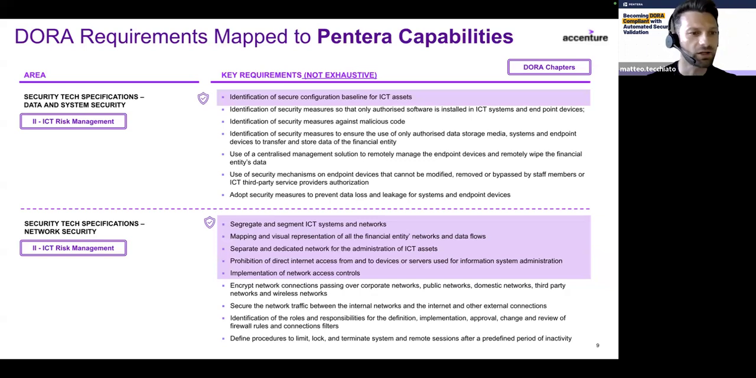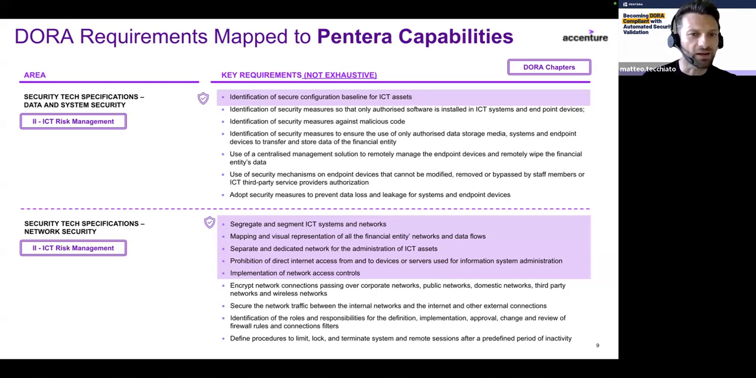So first of all, in the section of ICT risk management, there is a long list of requirements stating that infrastructure and network must have a baseline of security in place. All systems must be secured by design, by default. You cannot put in production a system without hardening, without a security policy, and so on. So this is the first point.